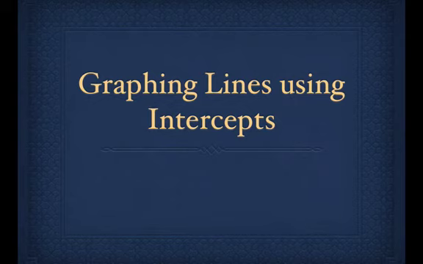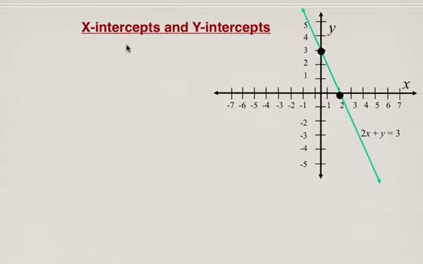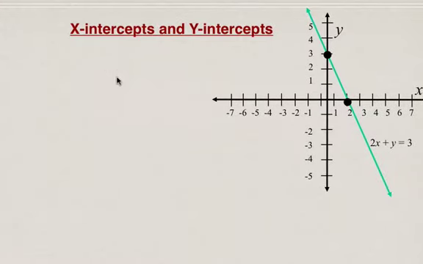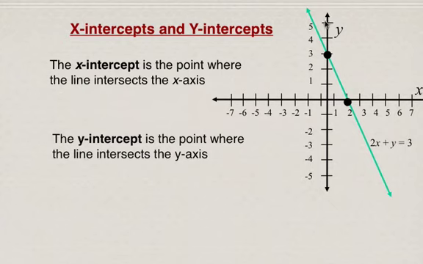Now this lesson's on graphing lines using intercepts, and previously we've been graphing using tables of values and also using the slope y-intercept method. So this is the third method we're going to use to graph equations of lines. And remember that the x-intercept is where the line crosses the x-axis, the horizontal axis, and the y-intercept is the point where the line crosses the y-axis.